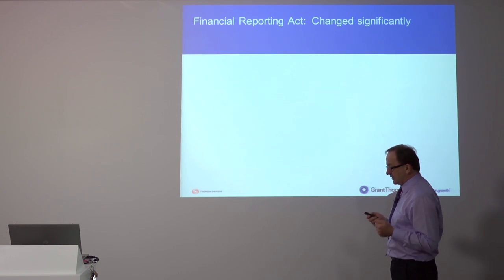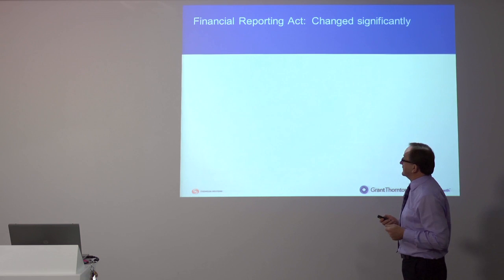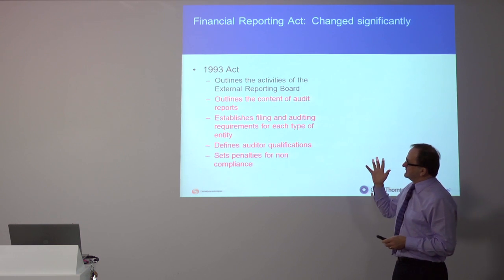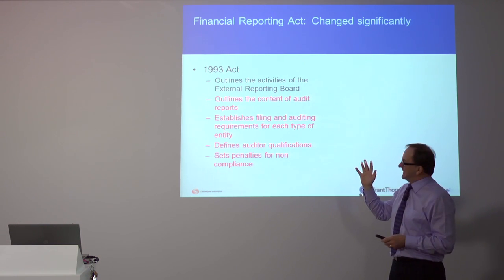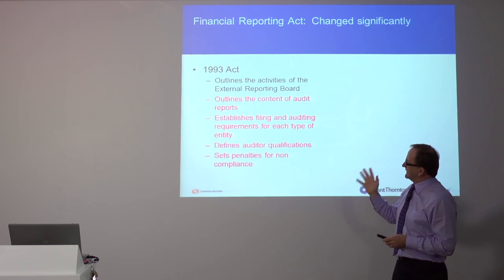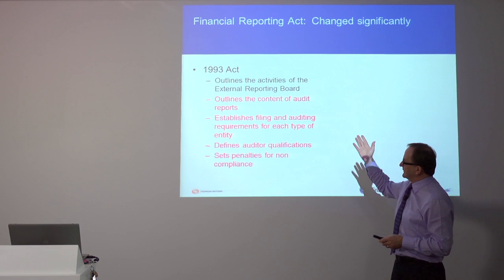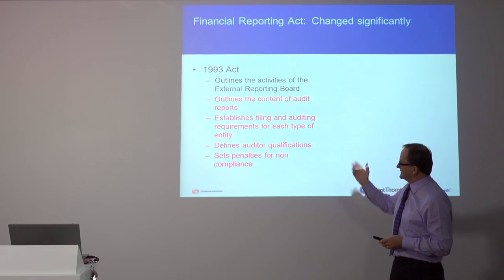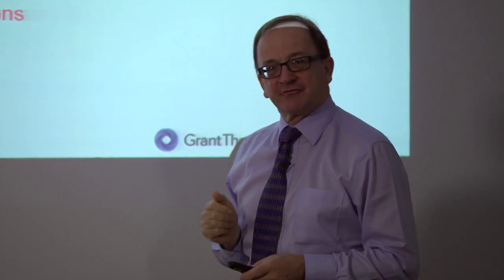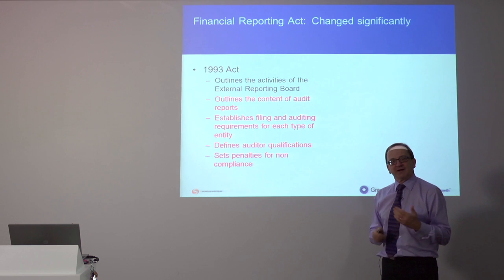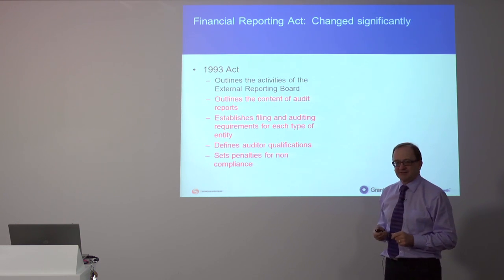So let's look at the Financial Reporting Act and perhaps see what's changed. On this slide here, we've got the 1993 Act, which all of us have studied at great depth. We probably almost know it back to front, 15 pages or so. It outlines not only what the standard setter, the External Reporting Board, has to do, but it also outlines the content of audit reports, basically defines auditor qualifications, and the filing requirements. It's basically a one-stop shop when it comes to financial reporting requirements, and that was the way it was designed. If I don't comply, what are my penalties? All in the 1993 Act.